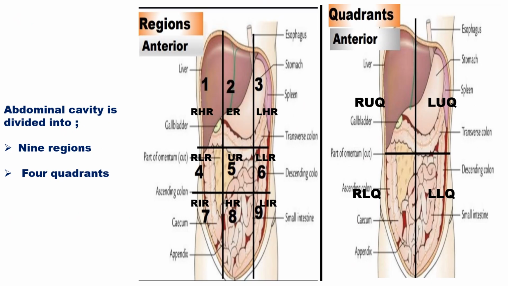Let's summarize all this lecture. Abdominal cavity is largest cavity and it is divided into 9 regions and 4 quadrants. These regions and quadrants are very useful for studying locations of different organs in abdominal cavity and for clinical practices also.